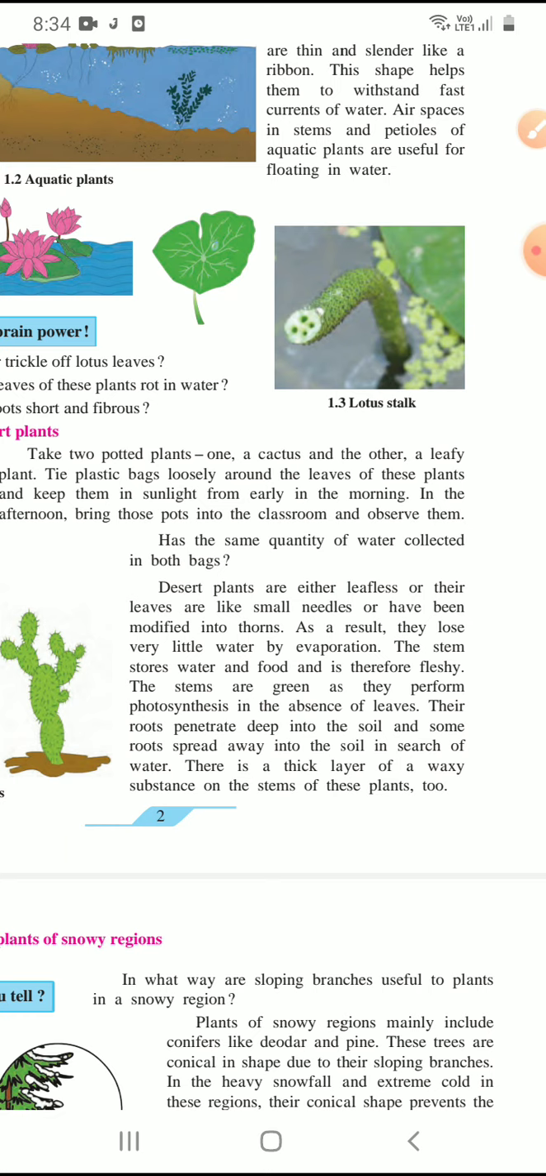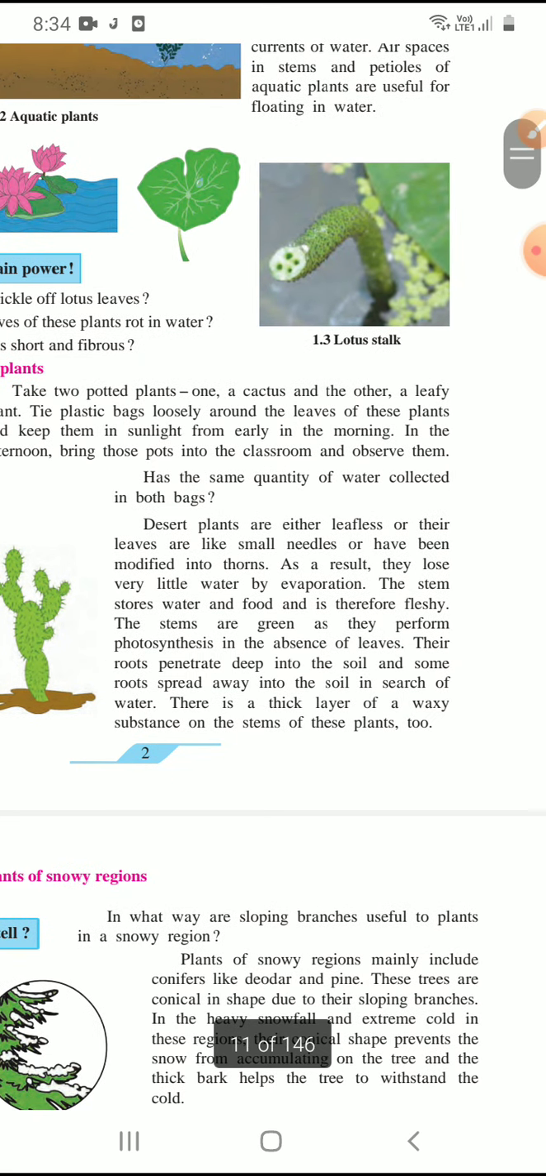The roots penetrate deep into the soil and some roots spread away into the soil in search of water. There is a thick layer of waxy substance on the stems of these plants too.